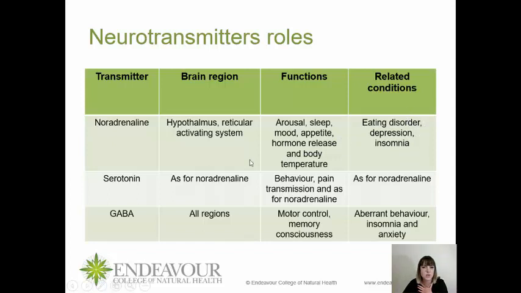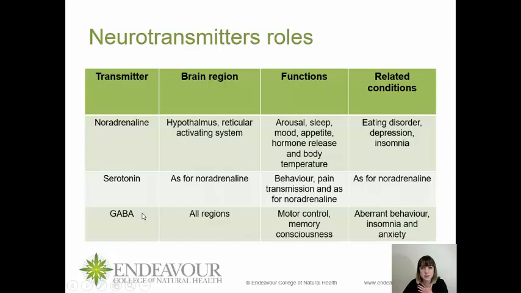Serotonin plays a very similar role. You'll find it through the same areas of the brain. And it's involved in the same functions as well as further things of directing behaviour. It can be involved in pain transmission as well. And we find it being disturbed in the same sorts of conditions as noradrenaline.